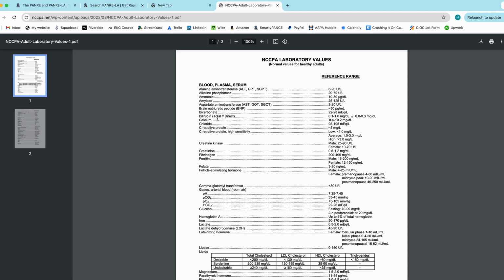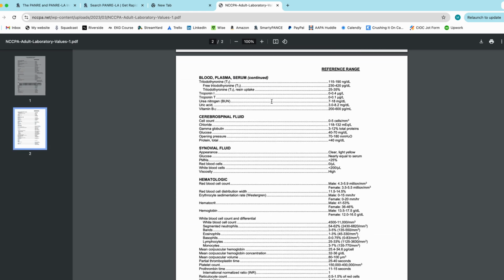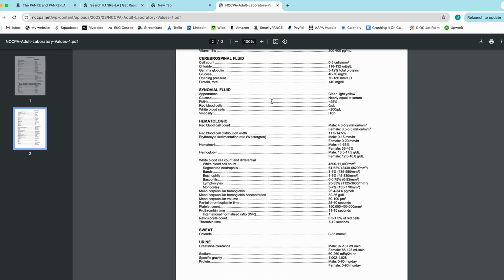So like this one has blood, plasma, and serum tests first. They're all in alphabetical order. And then you go down there: cerebral spinal fluid, synovial fluid, hematologic, sweat, and urine. And then within each section, they're listed alphabetically. Be a little familiar with that so you don't have to read through every single line. You kind of know where you're going on this resource.